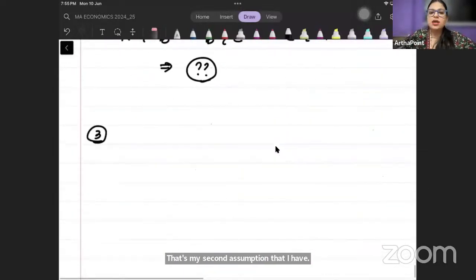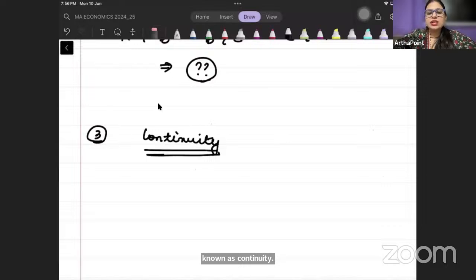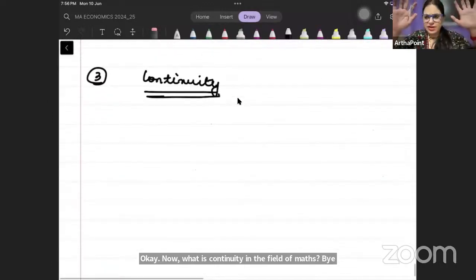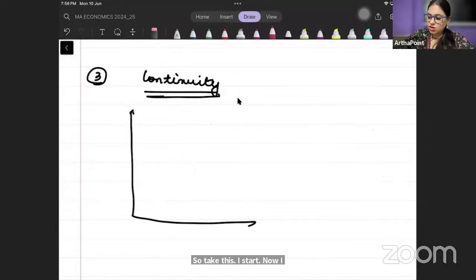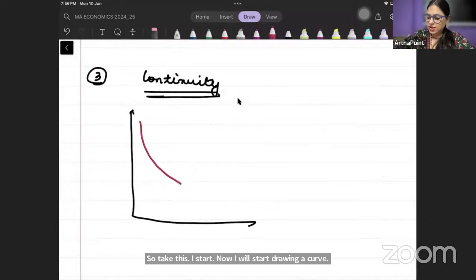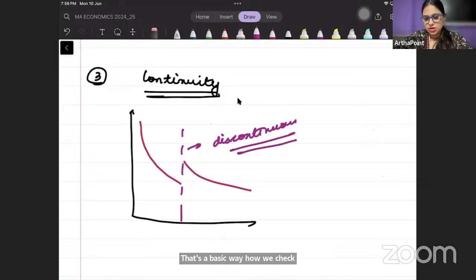Third assumption. This is known as continuity. Now, what is continuity in the field of maths? In very, very simple language, continuity is: I pick up a pen, I start drawing something with it. If I have to pick up that pen from the notebook and again put that pen down, it means at that point it will be discontinuous. So take this. Now I will start drawing a curve. If I have to pick up this pen and again draw, then at that point the function must be discontinuous. That's a basic way we check continuity or discontinuity.